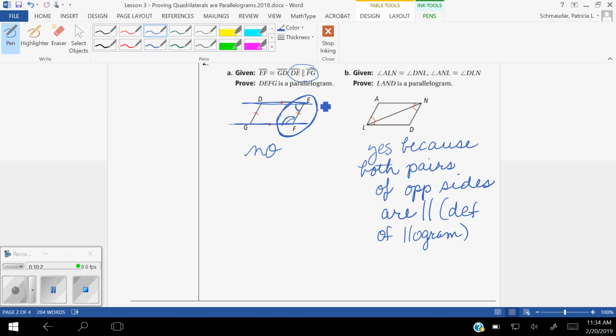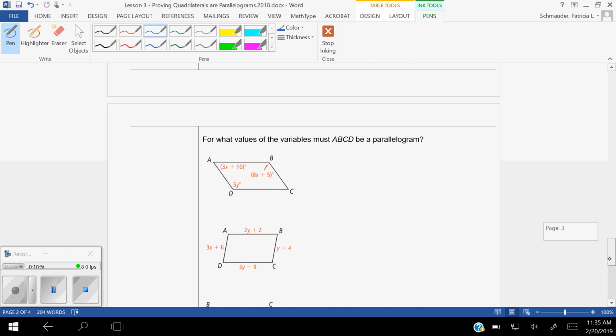And finally, on 2B, with those given angles being congruent, if I think of LN as a transversal, then because of this angle and this angle, I know that AL is parallel to DN. Then because of this angle and this angle being congruent, I know that AN is parallel to AD, and that's the definition of a parallelogram. Both pairs of opposite sides are parallel. So that one's a yes.